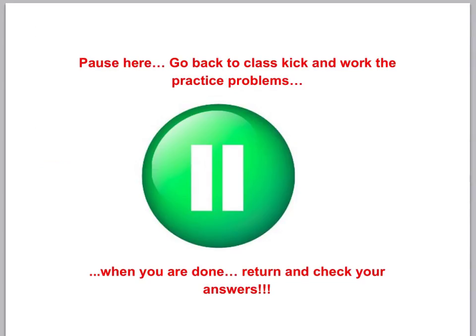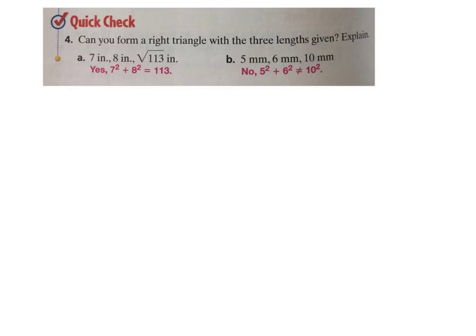Pause here, head into class, and work a couple. Okay, so this first one includes a square root already in the work, so I'll show you how that works out. So we have to figure out, well, the square root of 113 is, I don't know, 10 point something, so it's between 10 and 11, because it's between 100 and 121, so we know that's the biggest number here.